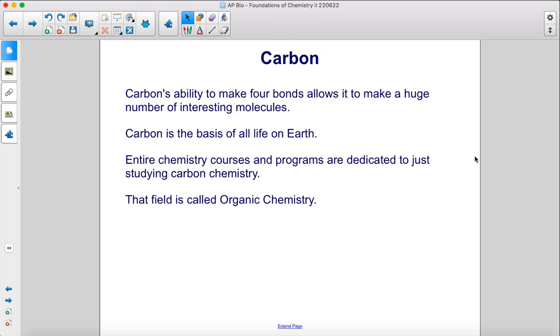Carbon's ability to make 4 bonds allows it to make a huge number of interesting molecules. Carbon is the basis of all life on Earth. Entire chemistry courses and programs are dedicated to just studying carbon chemistry. That field is called organic chemistry.